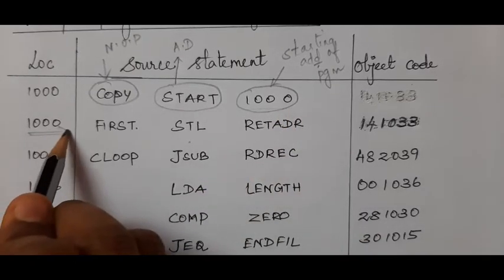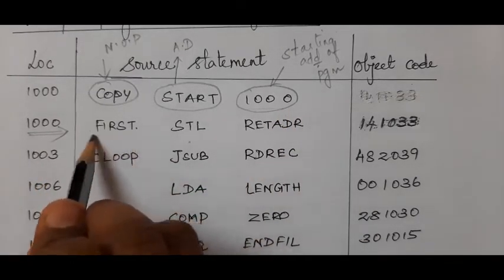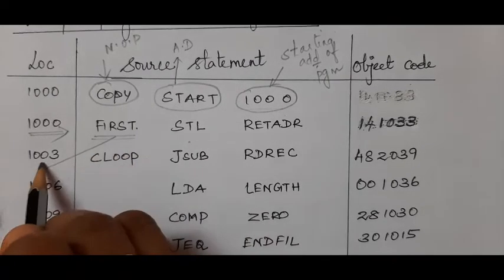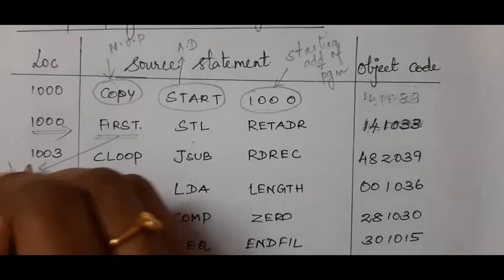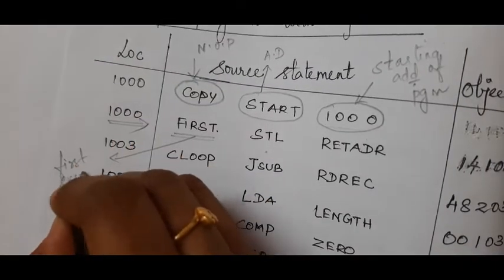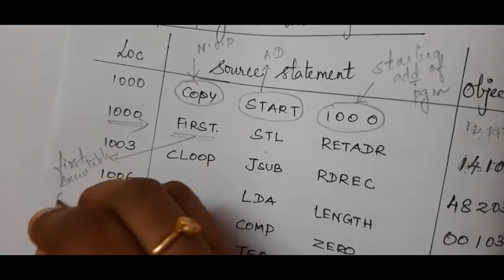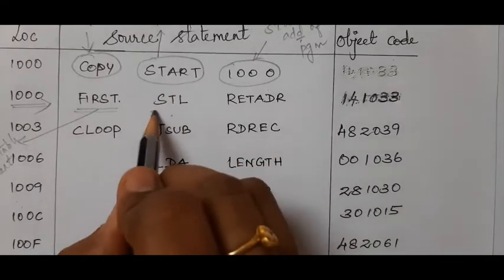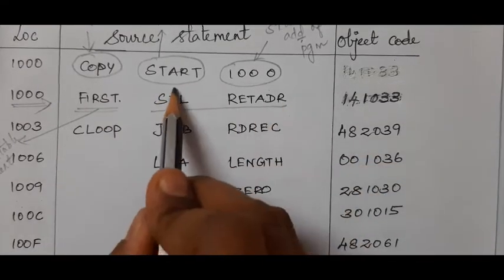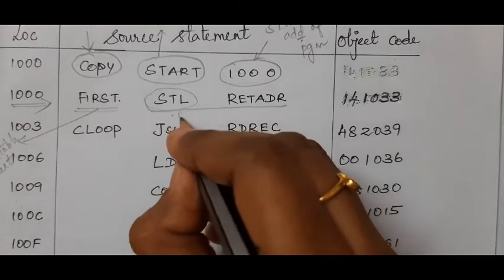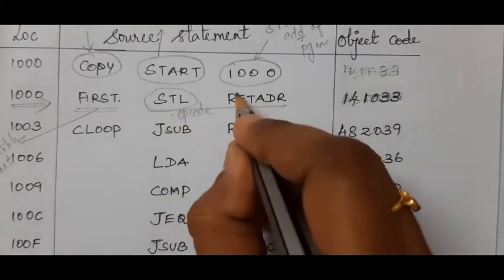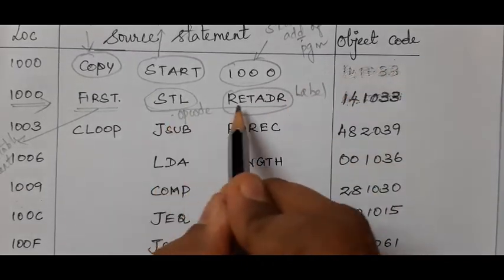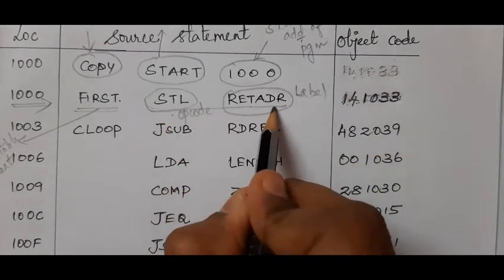So where does it start? FIRST means the first executable statement. Here there is an instruction, STL. STL is nothing but an opcode, and RETADR is the label. So STL RETADR is an instruction.